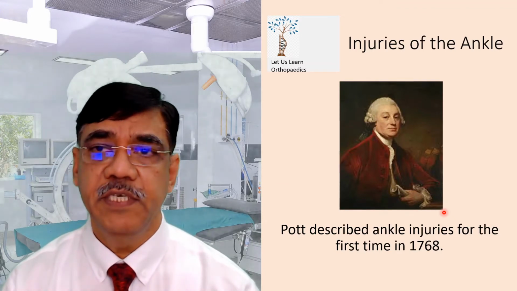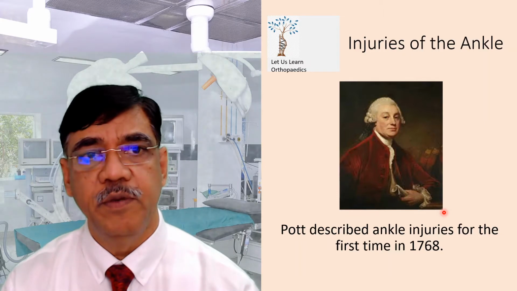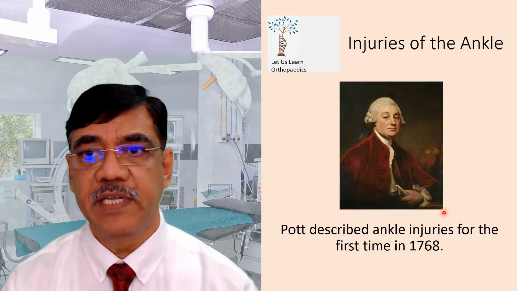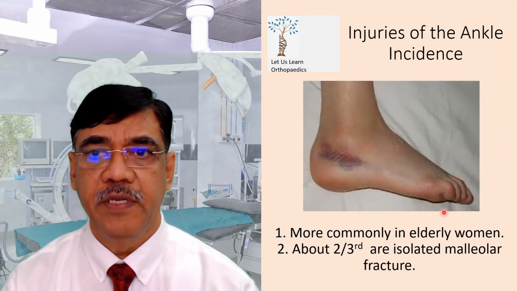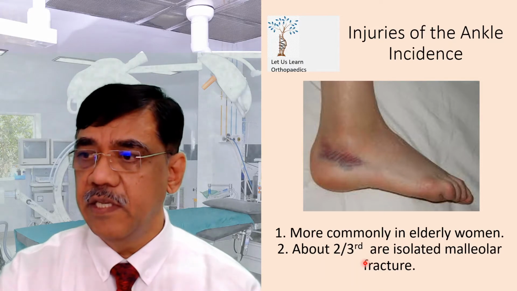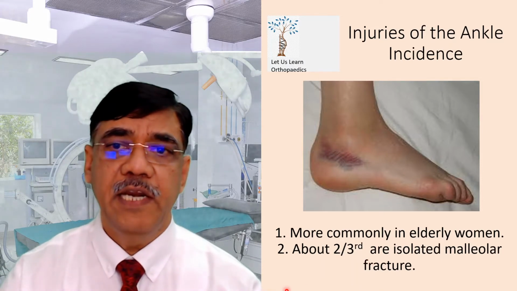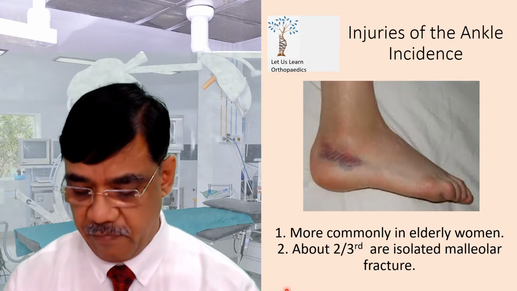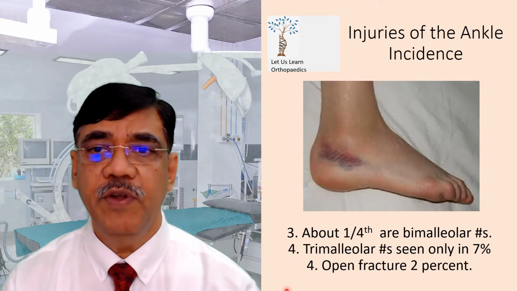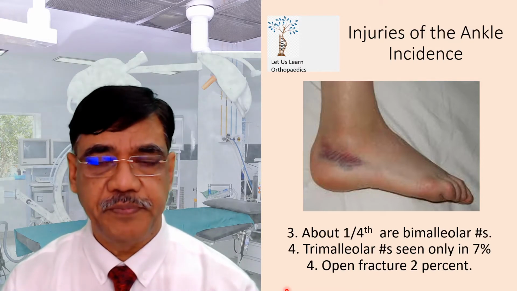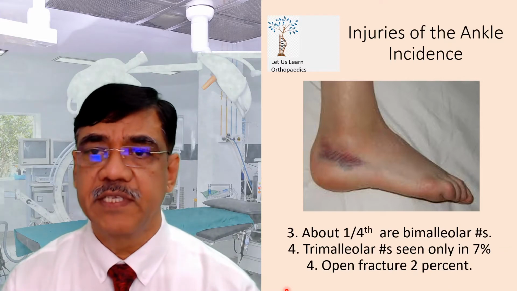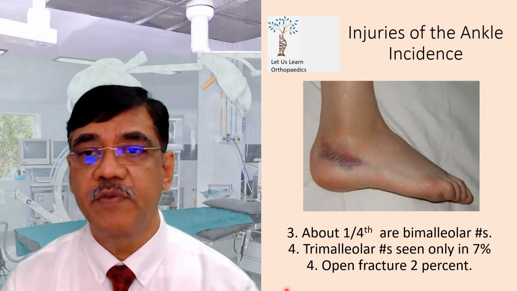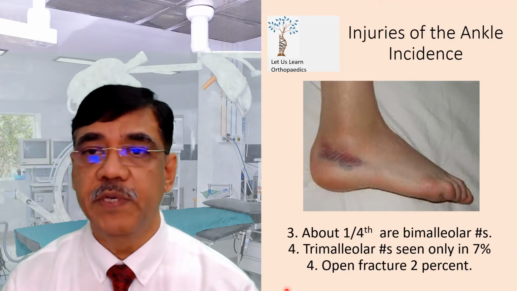Now, coming to the injuries of the ankle, Pott described ankle injuries for the first time in 1768. They are more commonly seen in elderly women, and about two-thirds are isolated malleolar fractures. About a quarter are bimalleolar fractures. Trimalleolar fracture is seen in only 7% of cases, and open fractures are seen in 2% of cases.